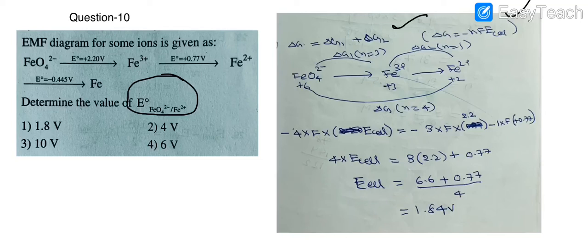E cell we don't know, but FeO4 2 minus to Fe3 plus is delta G1. How many electrons are transferred here? Plus 6 to plus 3, 3 electrons are transferred. So 3 into Faraday constant into the voltage they have given. And Fe3 plus to Fe2 plus is delta G2. How many electrons? Plus 3 to plus 2, 1 electron. So 1 into F into the given potential. Substituting, the Faradays and the minus get cancelled. You are getting an expression like this. After that we are getting the E cell.